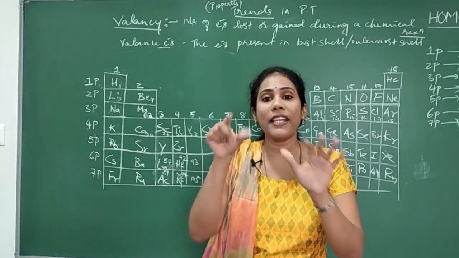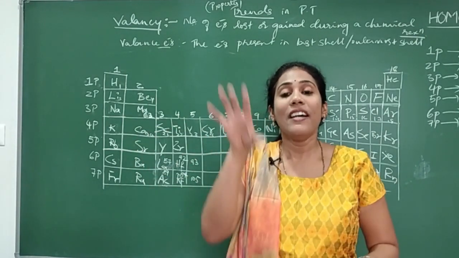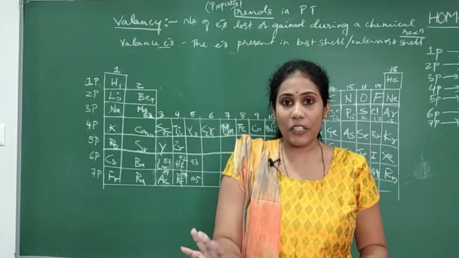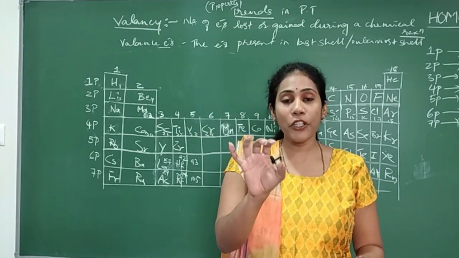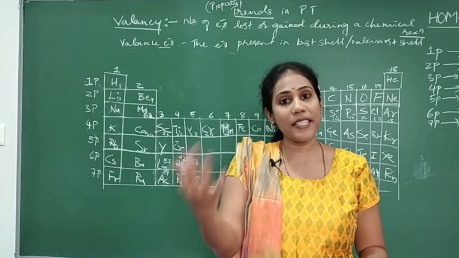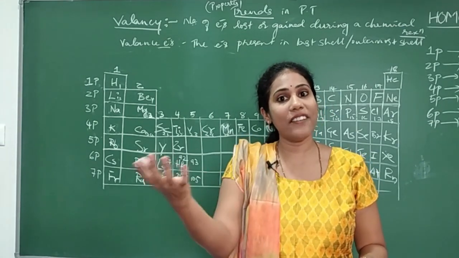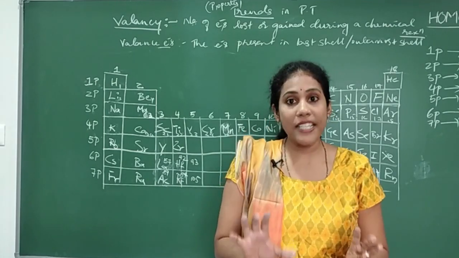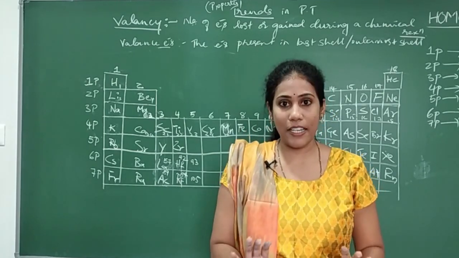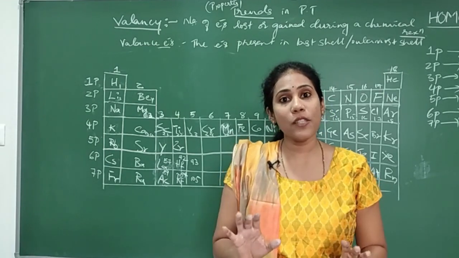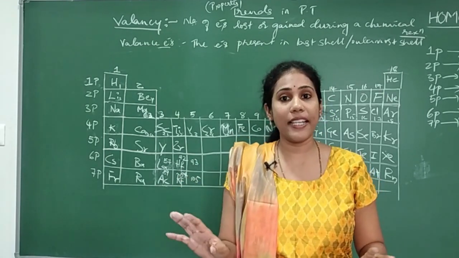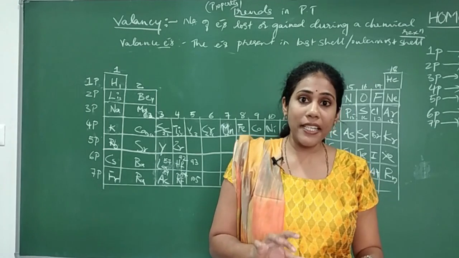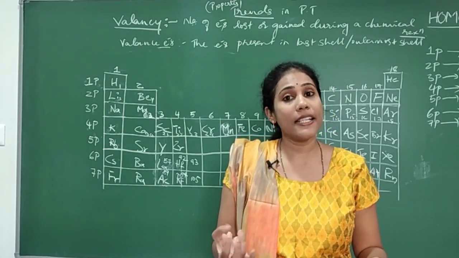Okay, you should never get confused between valency and valence electrons. In your earlier classes you must have studied valency and valence electrons as the same, but try to understand the difference between them. Valency is the number of electrons lost or gained.